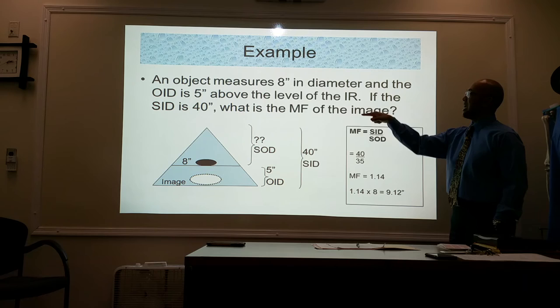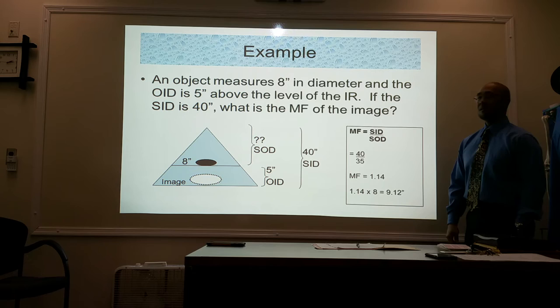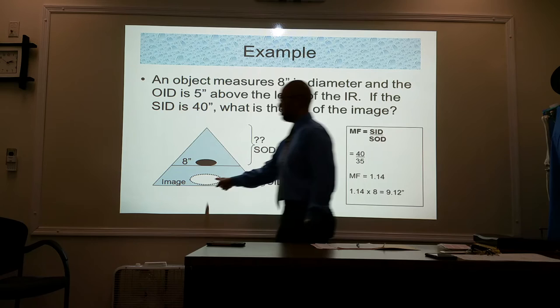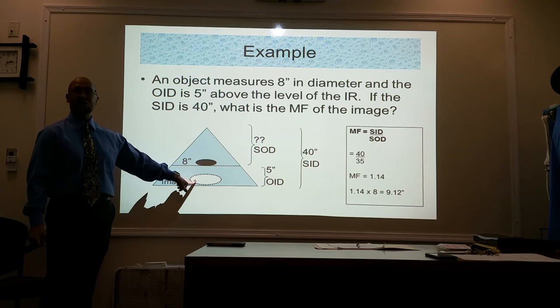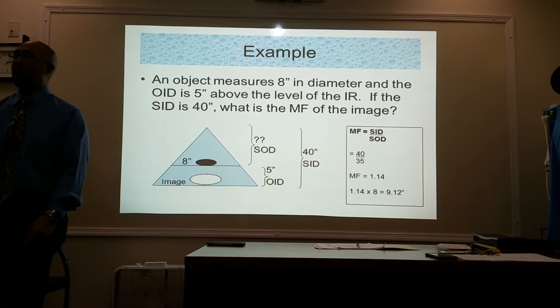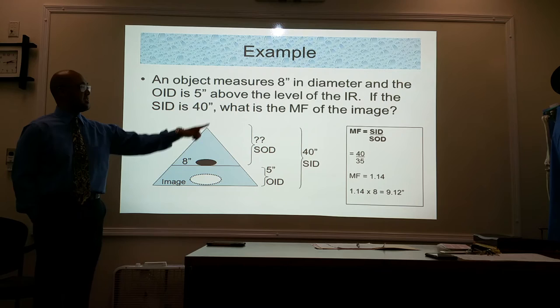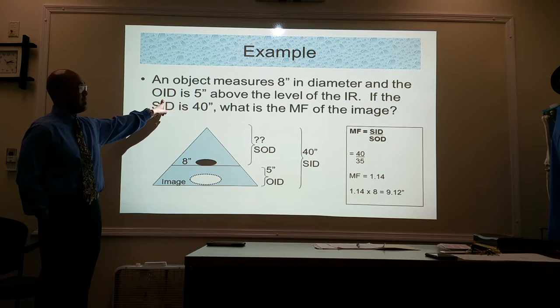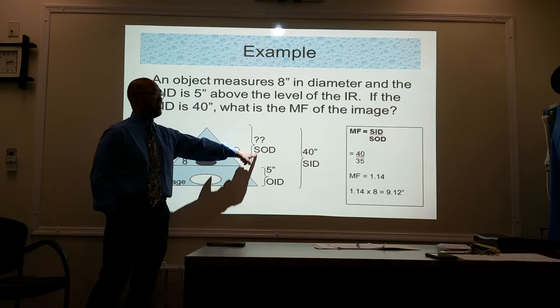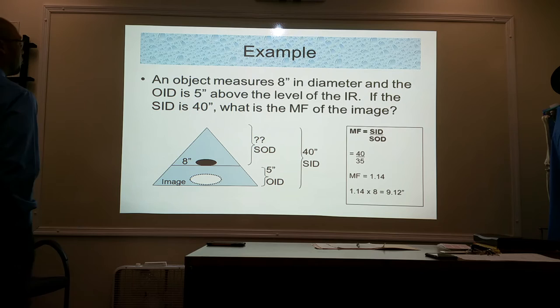What is the magnification factor of the projected image? This is your projected image, the shadow of my hand. Simple formula, SID over SOD. SID is 40 inches. What's SOD? We have the OID, so we subtract 5. 40 minus 5 is going to give us SOD, which is 35. Let's plug that in. SID over SOD: 40 divided by 35 is 1.14. That's my magnification factor.